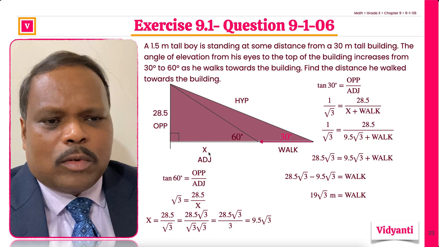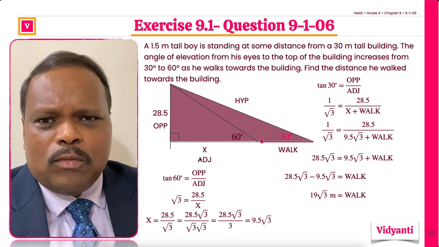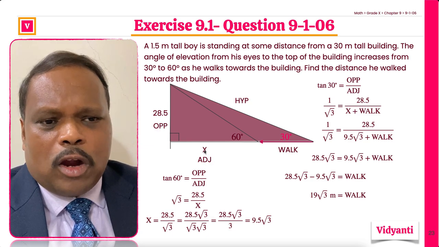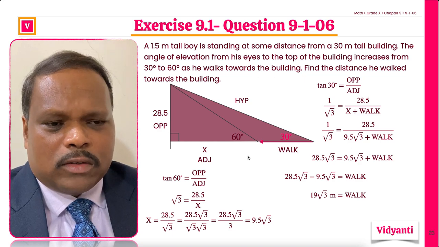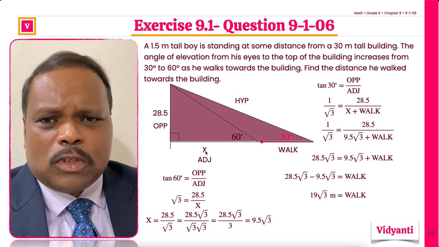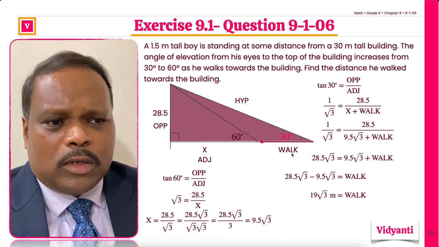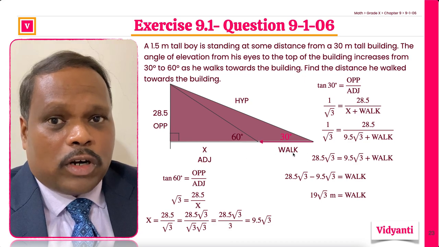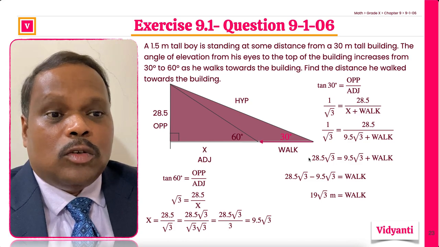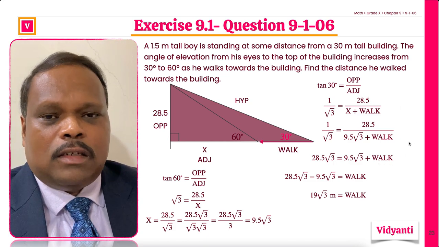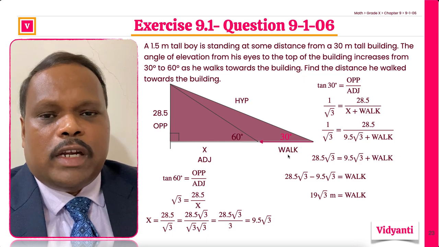Now think about it. I didn't really want this x, but I got it anyway because this x was really required in the subsequent case. So some people will say, why was x calculated? Our ultimate objective was walk. But we cannot find out walk directly. We have to calculate x first, and this x has to be removed from the next answer such that we will get the walk distance.